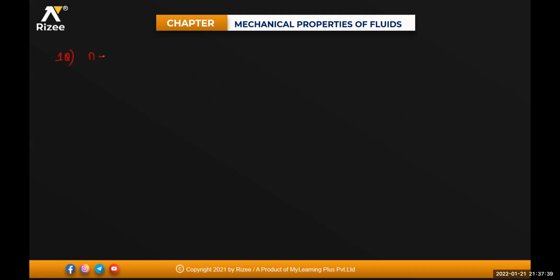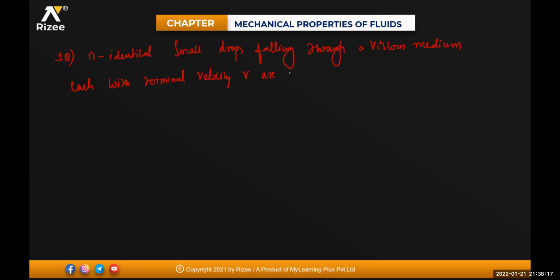Say I'm having n identical small drops falling through a viscous medium, each with terminal velocity v, which coalesce, meaning combine, to form a big drop.